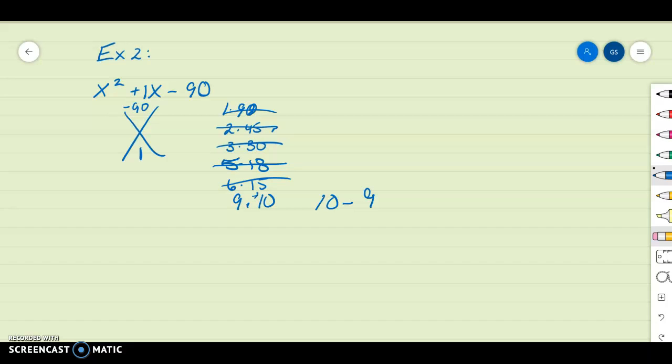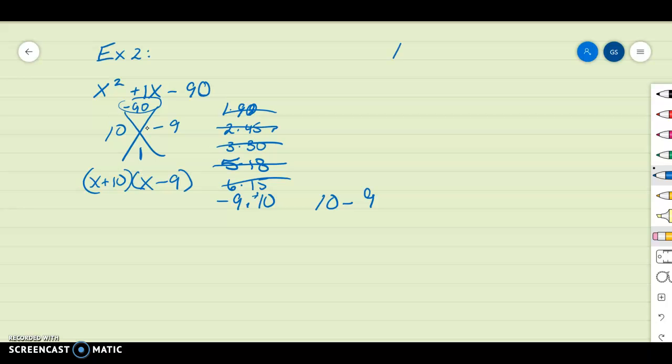Therefore, you get a positive 10 and a negative 1. So 10 minus 9 is 1. 10 times negative 9 is 90. Double bubble, and you get x plus 10, x minus 9. Okay?